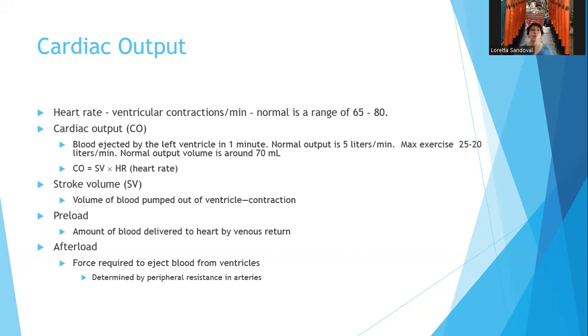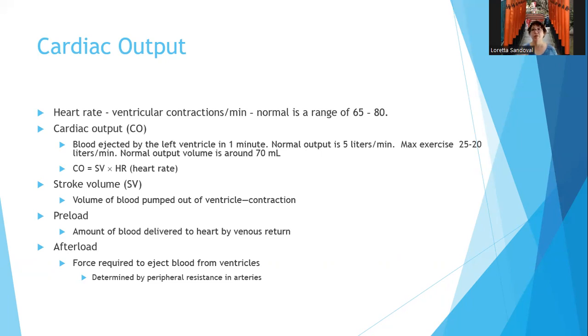So cardiac output is basically the heart rate, which is ventricular contractions per minute, and the normal is a range of 65 to 80. So anything below 65 is considered bradycardia, and above 80 is considered tachycardia. Cardiac output is the amount of blood, the volume of blood ejected by the left ventricle in 1 minute.